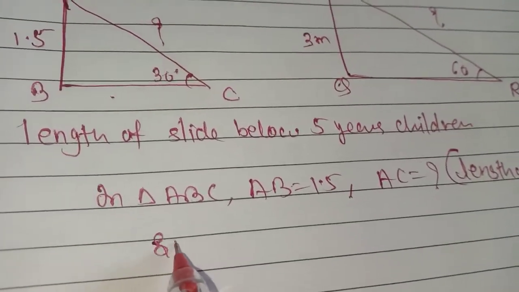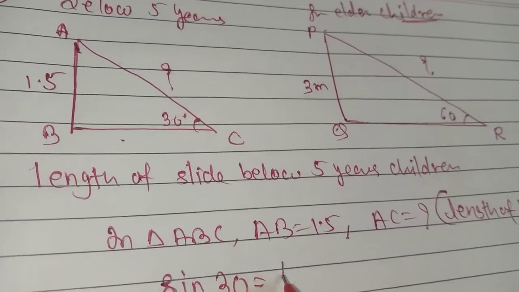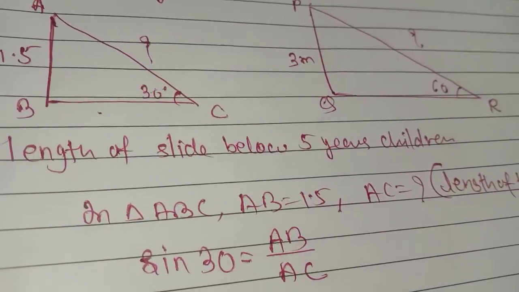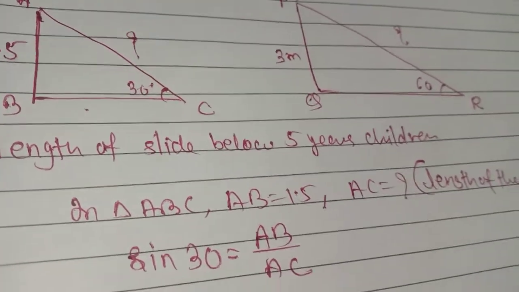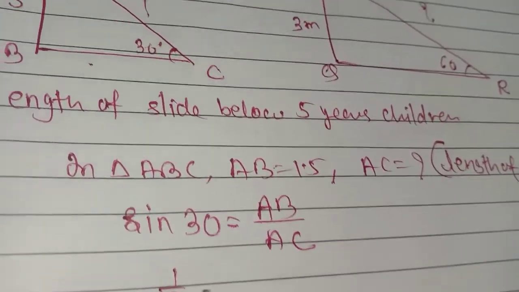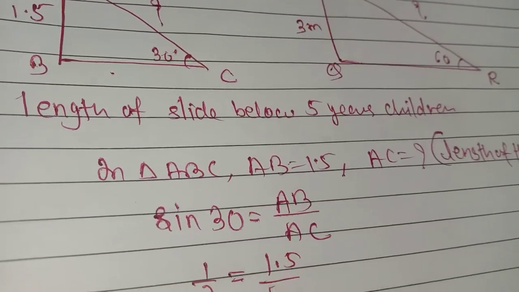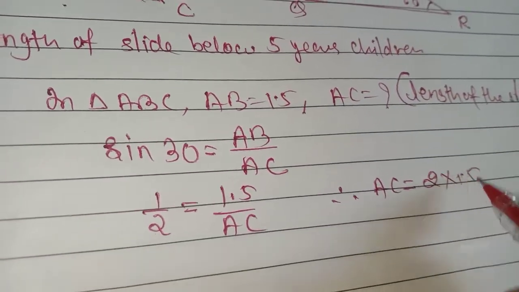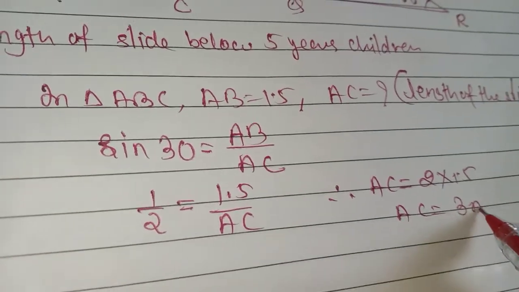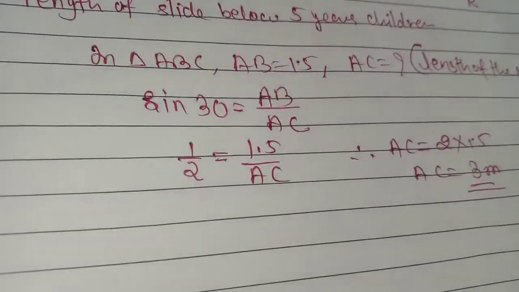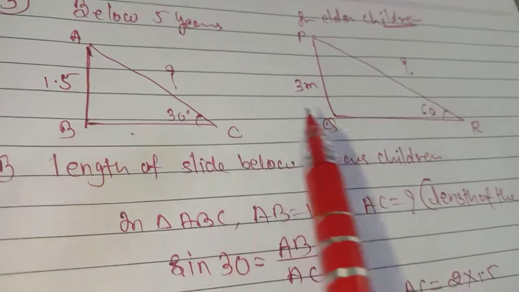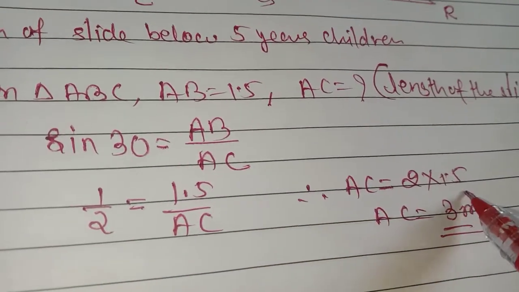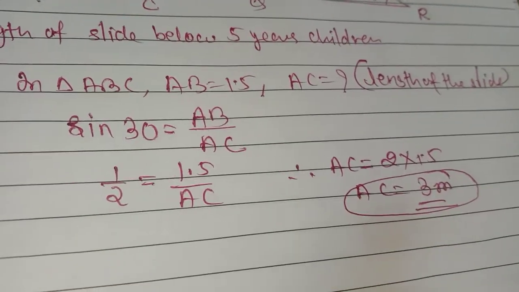So we have sin 30 is equal to AB upon AC. That we all know. We will use sin 30. So the value of sin 30 is 1 by 2, AB is 1.5 and AC. Therefore AC is equal to 2 into 1.5, it is equal to 3 meters. Okay. So for below 5 year children, the length of the slide is 3 meters.